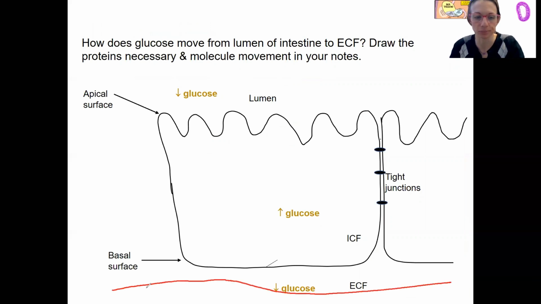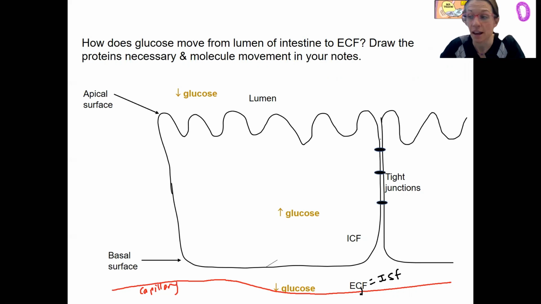Let's add bloodstream here. Capillary. ECF, that's the same thing as ISF, right? Interstitial fluid, extracellular fluid. Interstitial refers to around the tissues. Extracellular refers to outside of the cell, anything outside of the cell. Capillary fluid would actually be a type of ECF.